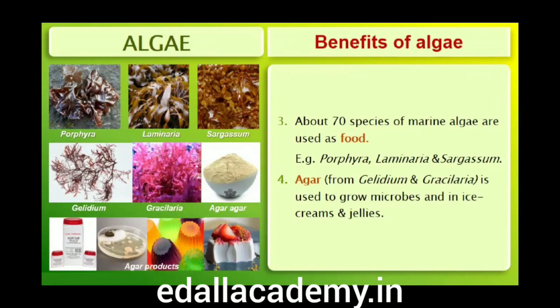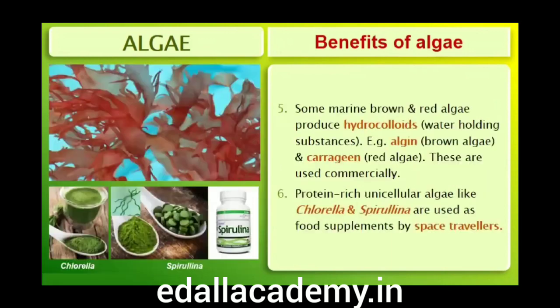Agar, one of the commercial products obtained from Gelidium and Gracilaria, is used to grow microbes and in preparations of ice creams and jellies. Certain marine brown and red algae produce large amounts of hydrocolloids, water-holding substances, for example, algin (brown algae) and carrageen (red algae), which are used commercially. Chlorella, a unicellular alga rich in proteins, is used as food supplement even by space travelers.